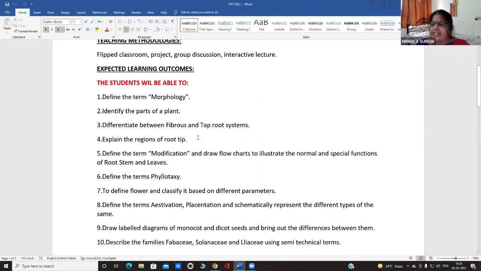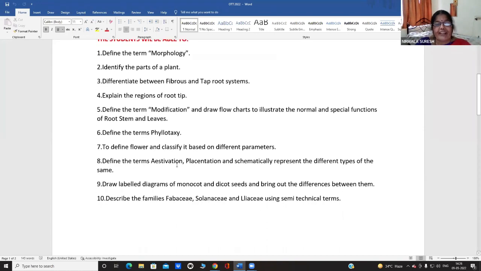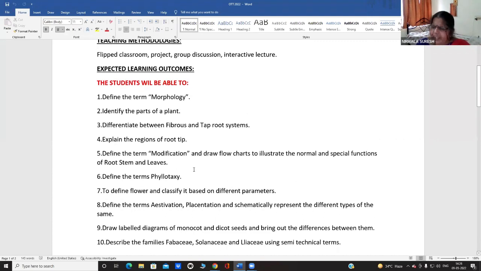So for maximum absorption of water, root hairs are very important. Root hairs are unicellular. So we can also bring in a kind of anatomical feature: root hairs are epidermal projections which increase the surface area for absorption. Define the term modification. We are teaching the modification. What is called a modification? Why should a plant undergo some modification? For performing certain special functions.